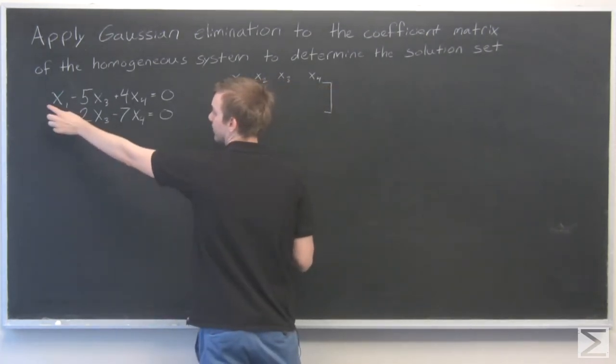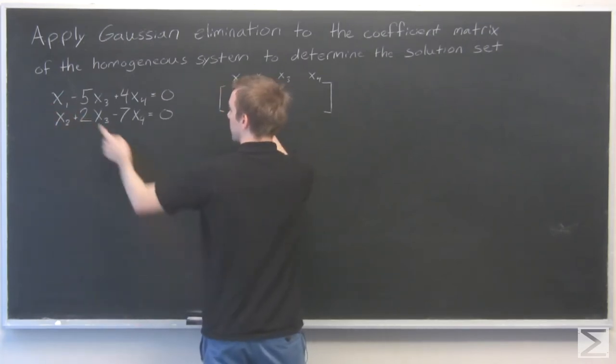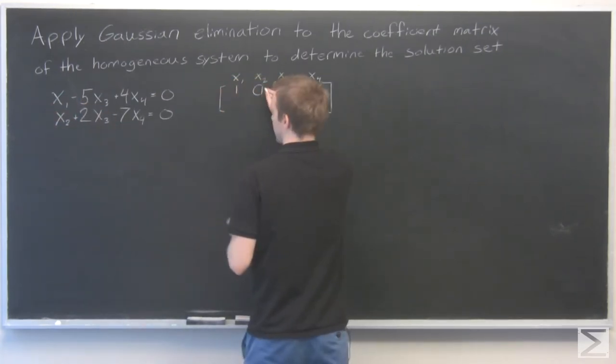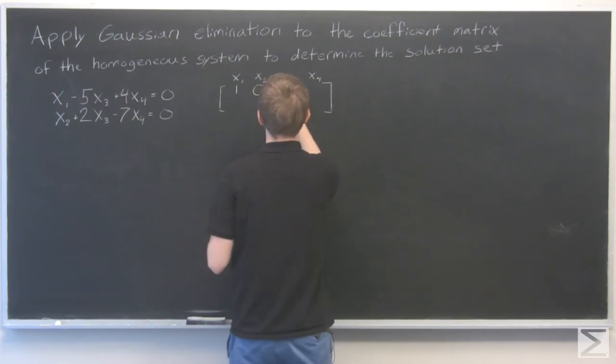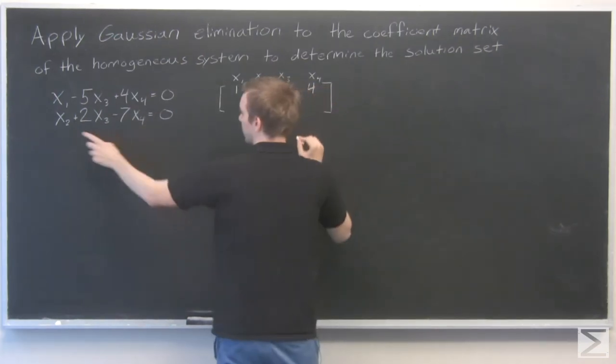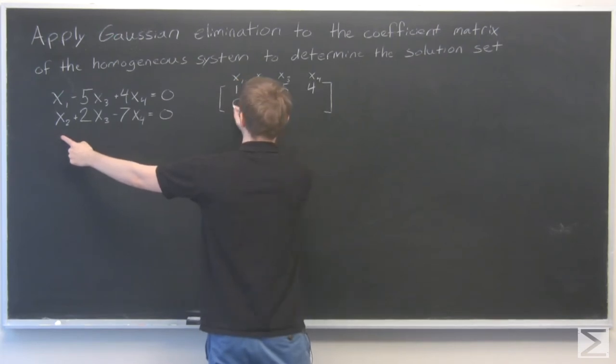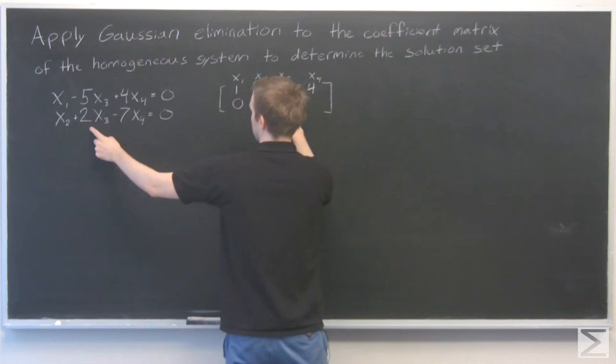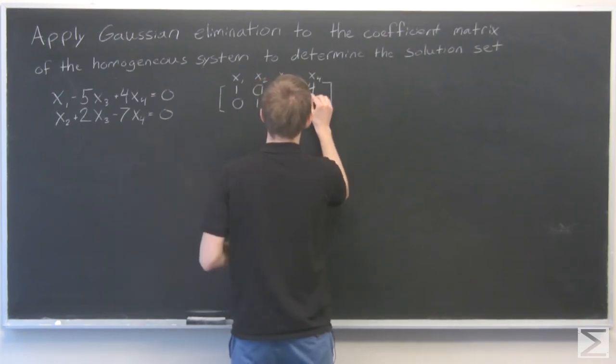For the first equation, the coefficient is 1. There's no coefficient for x2, so that's 0, minus 5 for x3, and 4 for x4. Second one, there's no term for x1, so that's 0. Now x2, that's 1, 2, and minus 7 for x4.